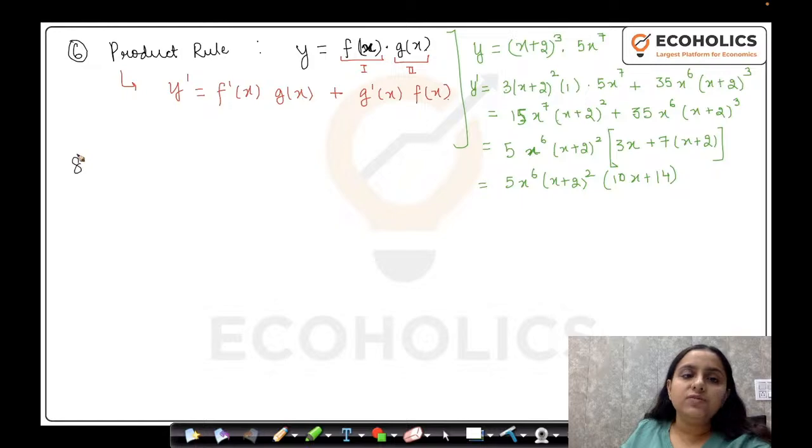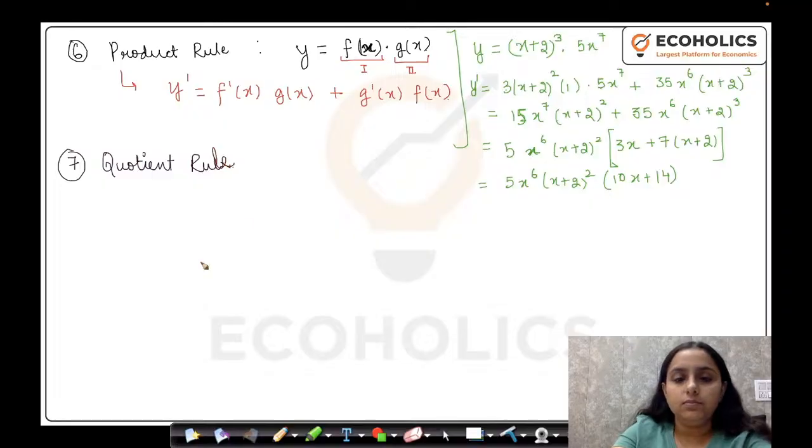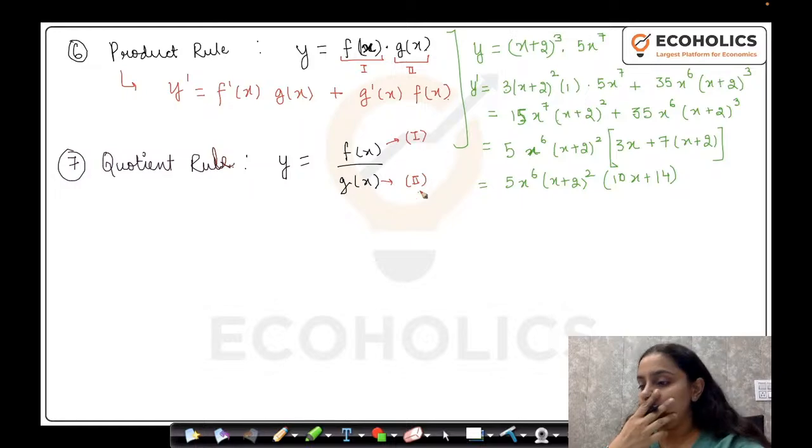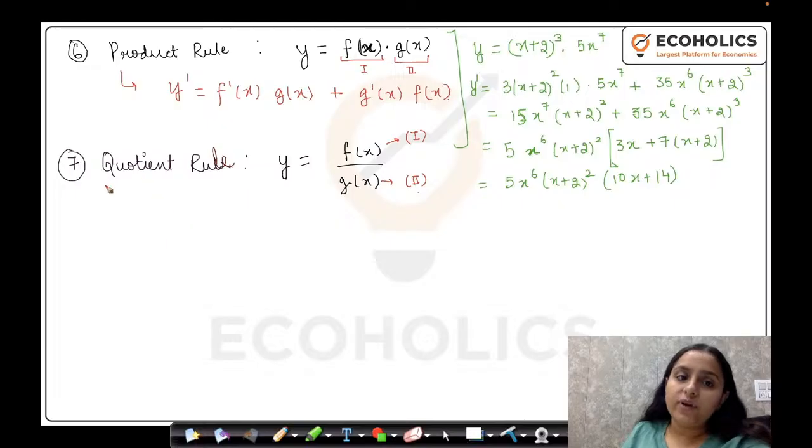Now, after this we talk about quotient rule. Quotient rule is used when you have function as f of x divided by g of x. Again, this is considered as first function. This is considered as second function. ठीक है? तो how do I find derivative? Quotient rule. y dash.